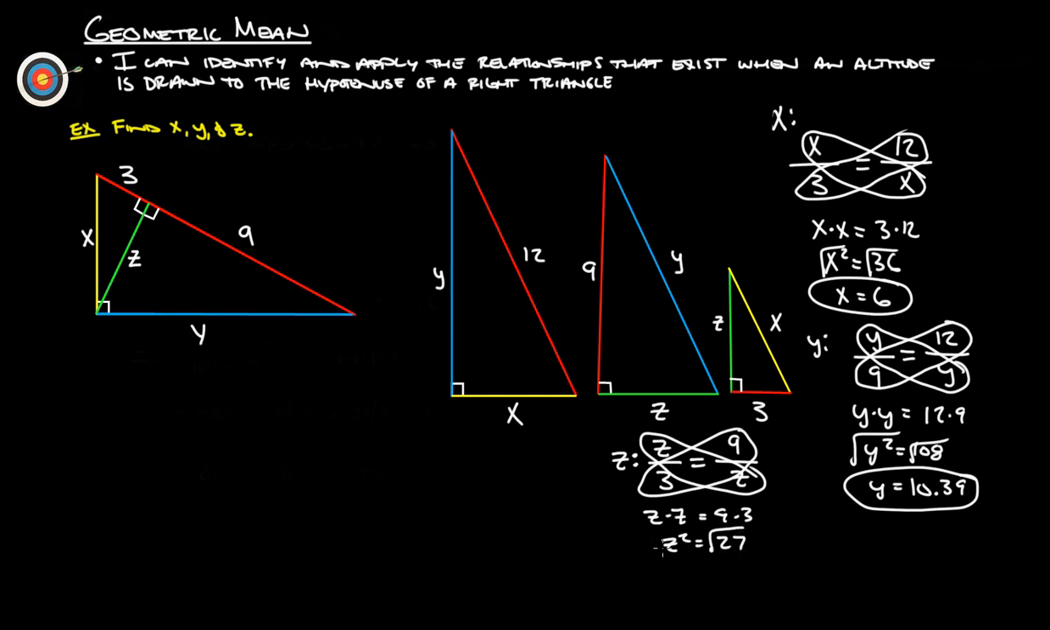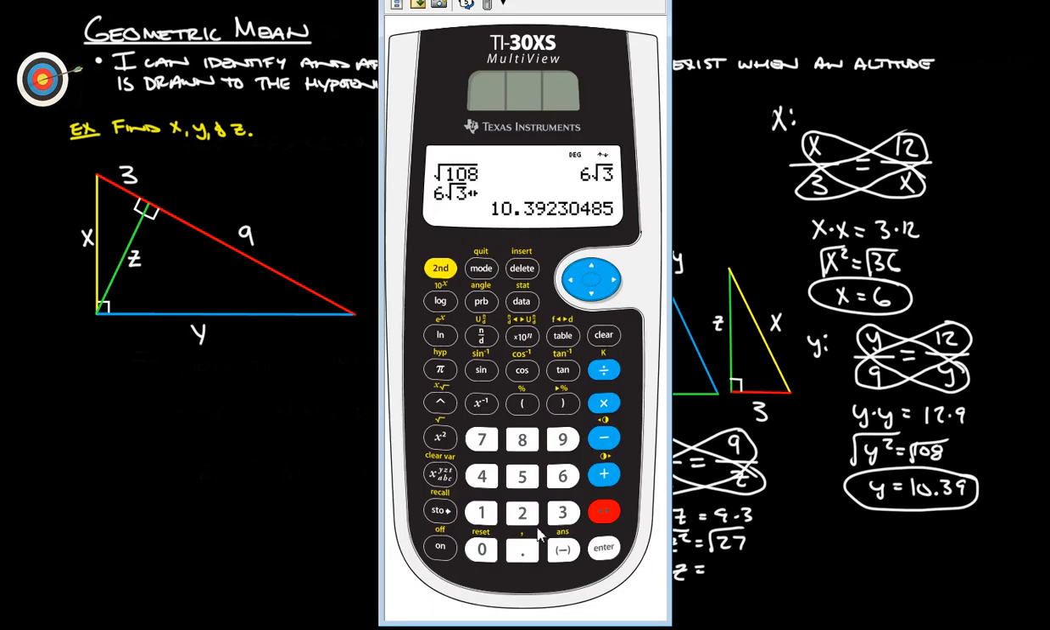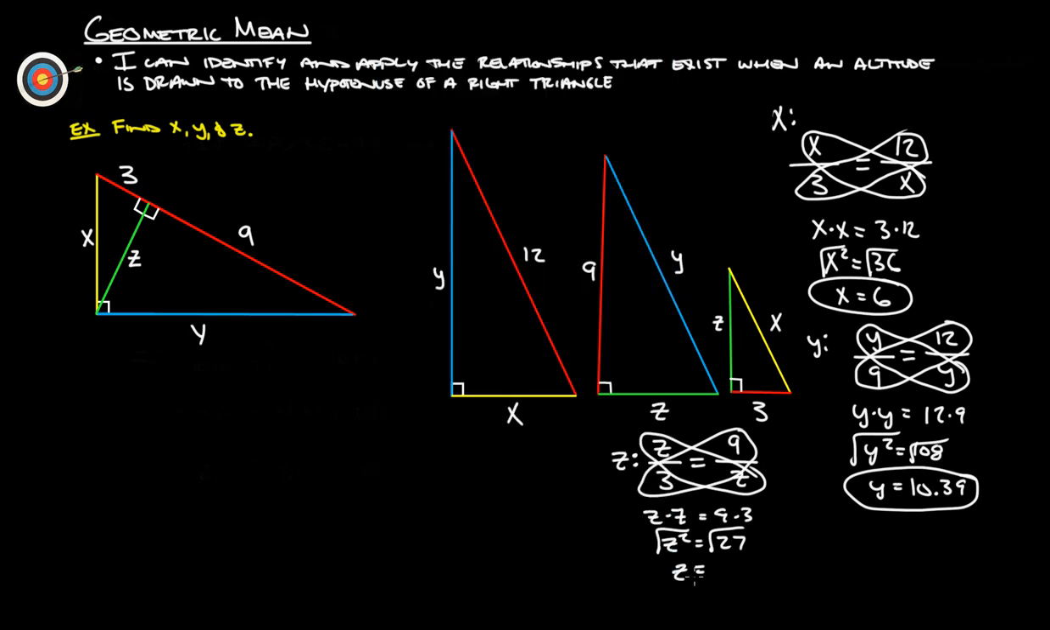So we take the square root of both of those, and we will figure out what z is. So we take the square root of 27, push equals, it'll simplify it, but let's get to the decimal, 5.196, so that rounds to 5.20. 5.20 is what our z is going to be. Okay, all right, that is how you do geometric mean.